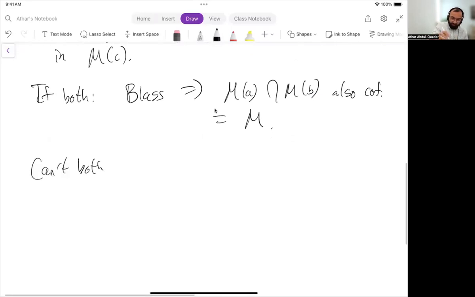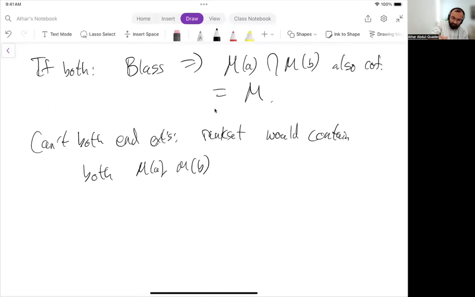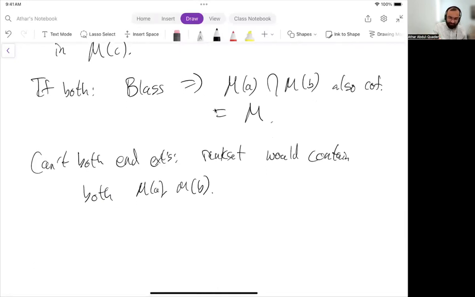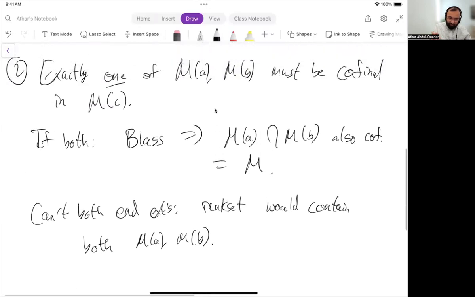So if neither is cofinal, in that case the rank set would not be linear or ordered, right? The rank set would contain both m of A and m of B. So this is from the definition of a rank. Any questions about that?